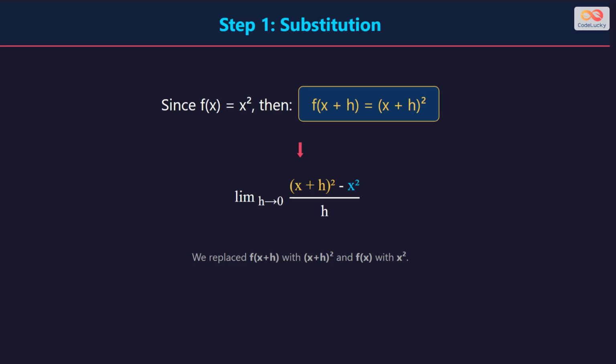Step 1 is substitution. Wherever we see x in our function, we replace it with x plus h, so f of x plus h becomes (x plus h) squared. We plug this into our numerator and subtract the original function, x squared.